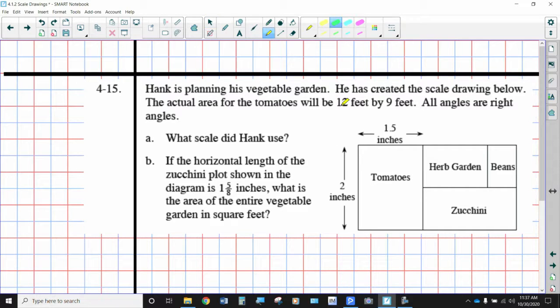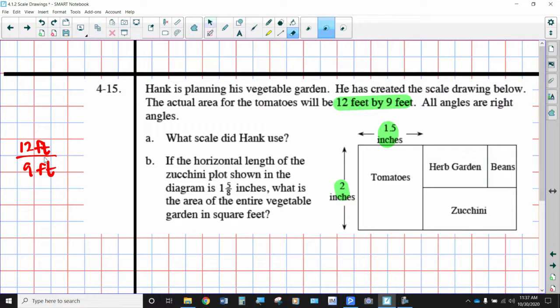All right, so what is the known information? We know that 12 feet by 9 feet is this section for tomatoes, which is also 2 inches by 1.5 inches. So how do we figure out what the scale is that we're going to use here? Well, let's start by saying I'll put the bigger measure, 12 feet, and the other measure would be 9 feet. And maybe I should put it in the other direction. Hold on for a second.